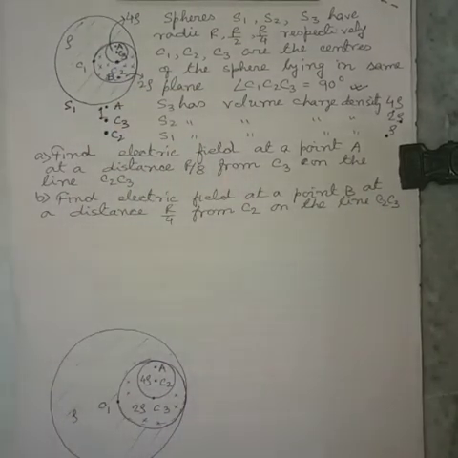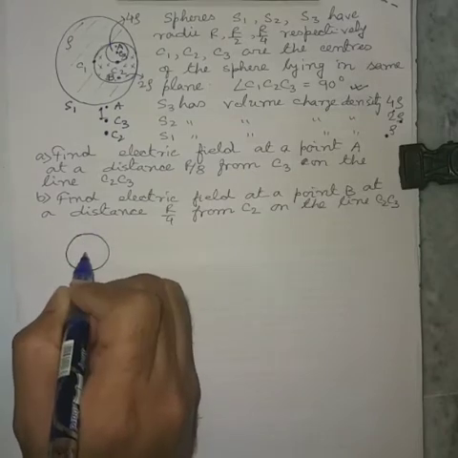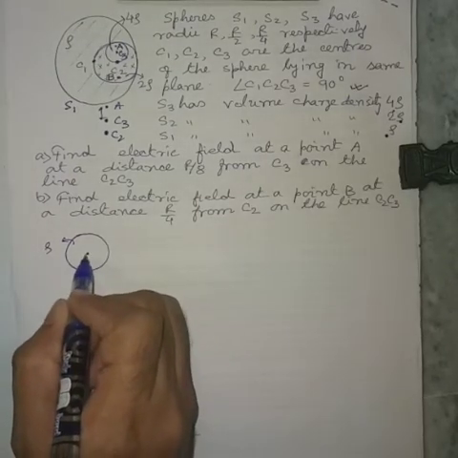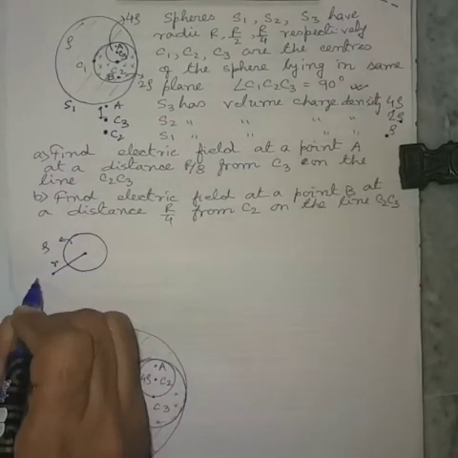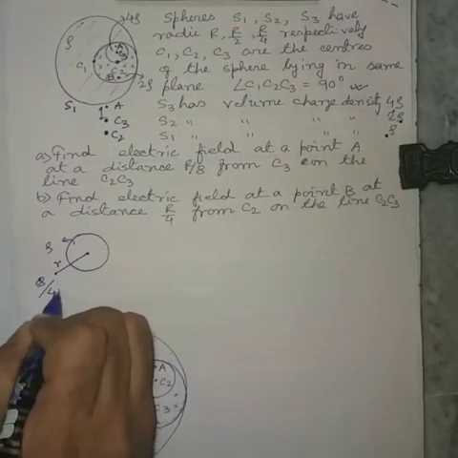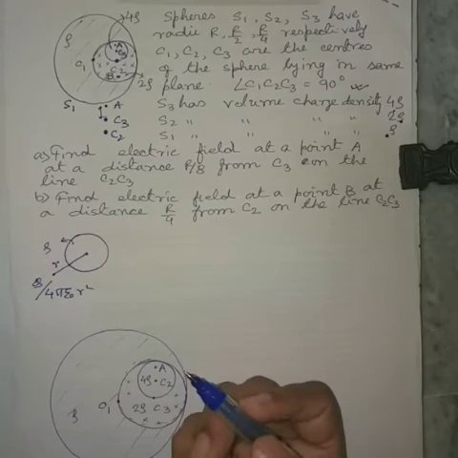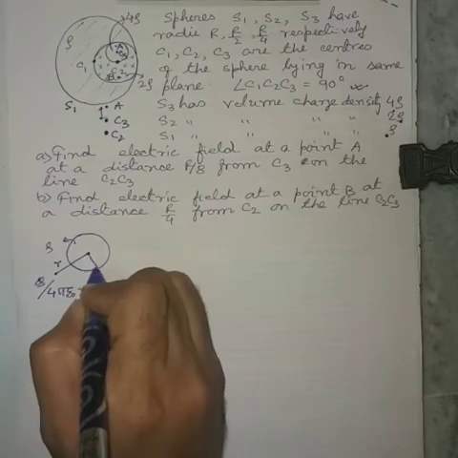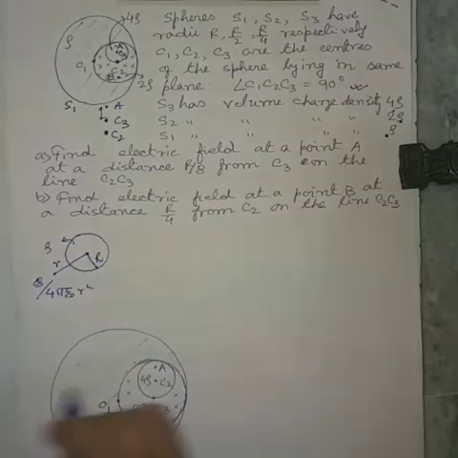Now to solve such kind of problems, first remember one thing: if you have a sphere with volume charge density rho, then electric field at any point outside the sphere at a distance r from the center will be q by 4 pi epsilon naught r square, where q is the total charge in the sphere. We can find out the total charge as volume charge density into volume of the sphere. If capital R is the radius, then total charge is rho into 4/3 pi R cube.